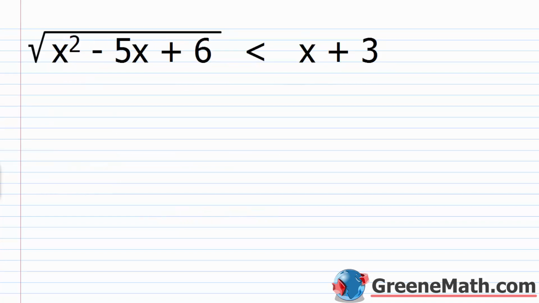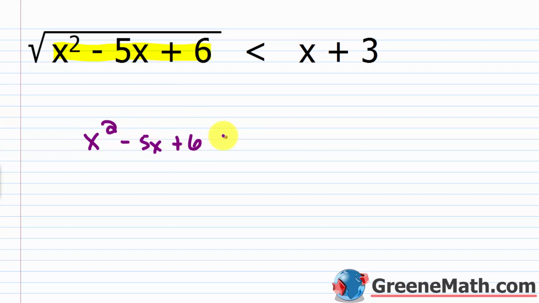All right, let's take a look at one to wrap up the lesson that's pretty tedious. So we have the square root of x squared minus 5x plus 6 is less than x plus 3. What makes this problem tedious is that you have a quadratic inequality that you're going to need to set up to find your domain restriction, right? Because you have x squared minus 5x plus 6 that's underneath the square root symbol.